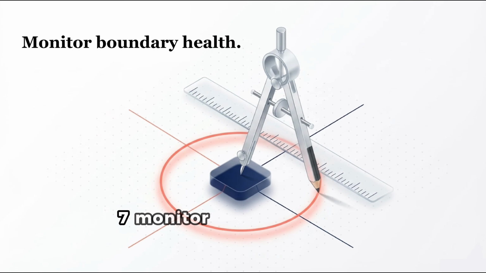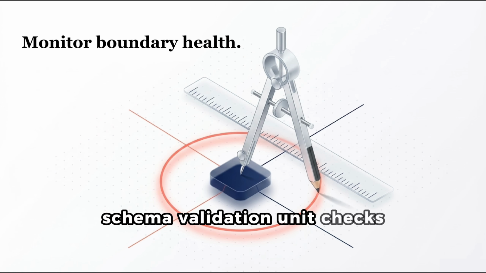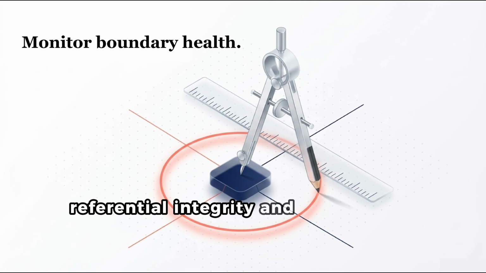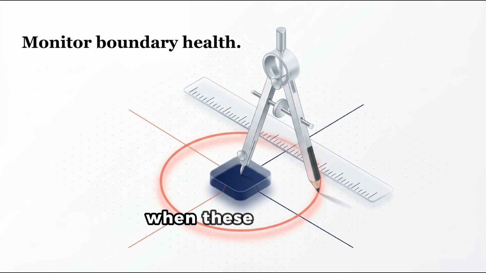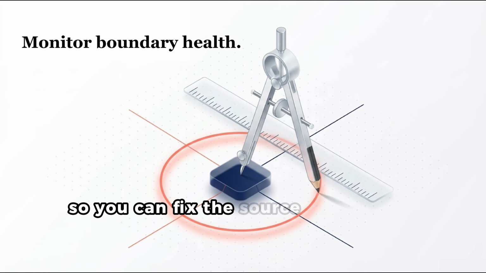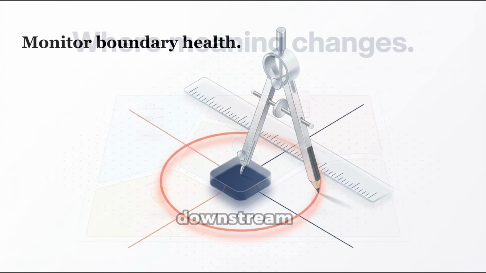7. Monitor boundary health. Set up checks that run at the boundary. Schema validation, unit checks, referential integrity, and distribution checks. When these tests fail early at the seam, you can fix the source rather than chasing symptoms downstream.